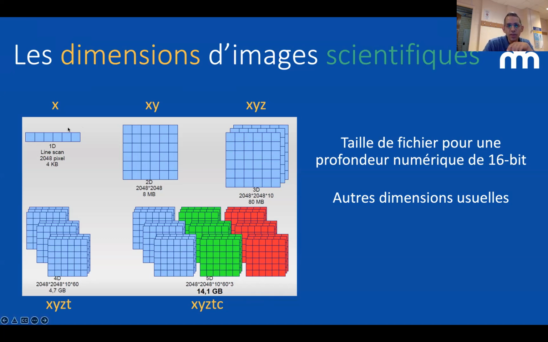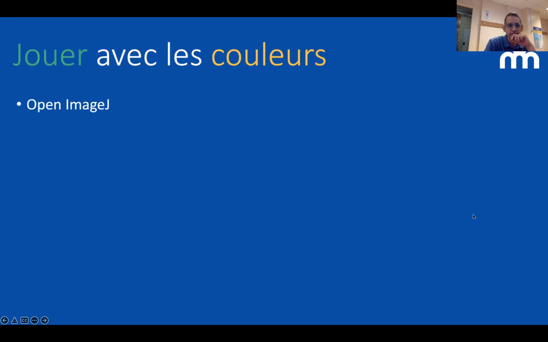The important thing is that the combination of X, Y, and Z doesn't have to be in this order. You can do X and T, or you can do Y and T if you'd like. So the usual dimensions that we use in microscopy on top of X, Y, and the ones presented here are also XT, which is a line scan, basically, over time; XYC, which is multicolor images; and XYCT, which is multicolor imaging, but over time, so time lapse.